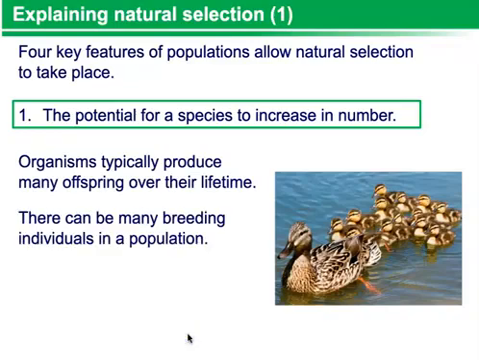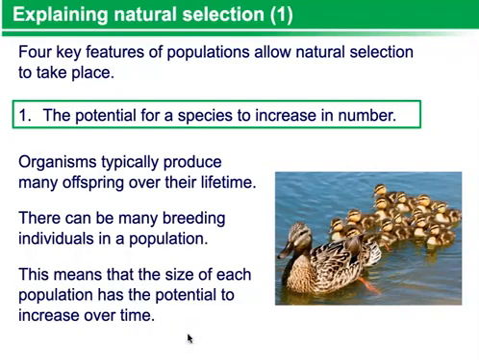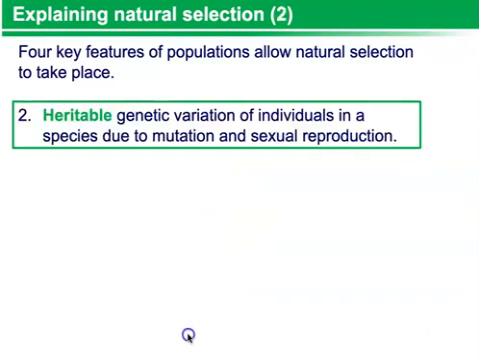There may be many breeding individuals in a population, or there may be few producing lots of offspring. This means that the size of each population has the potential to increase over time.